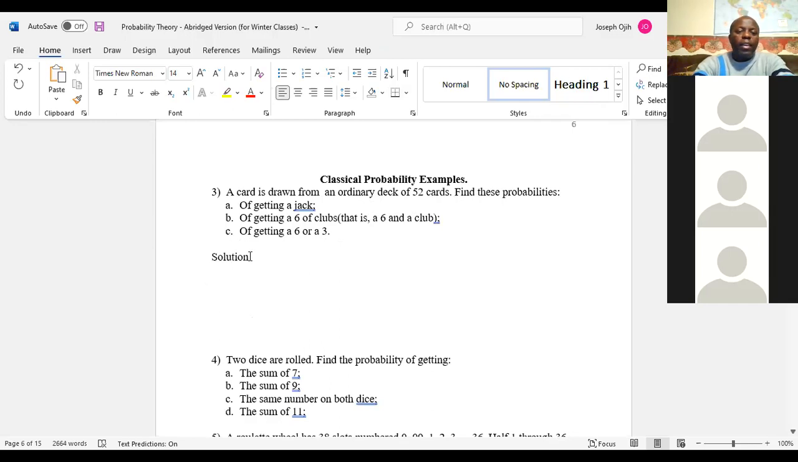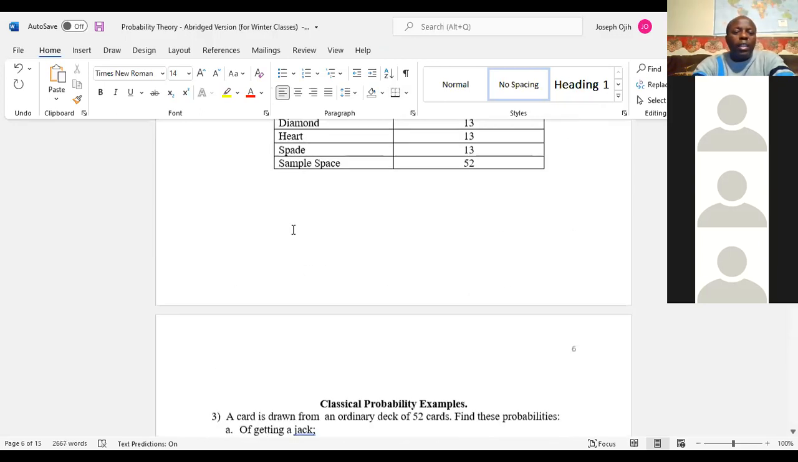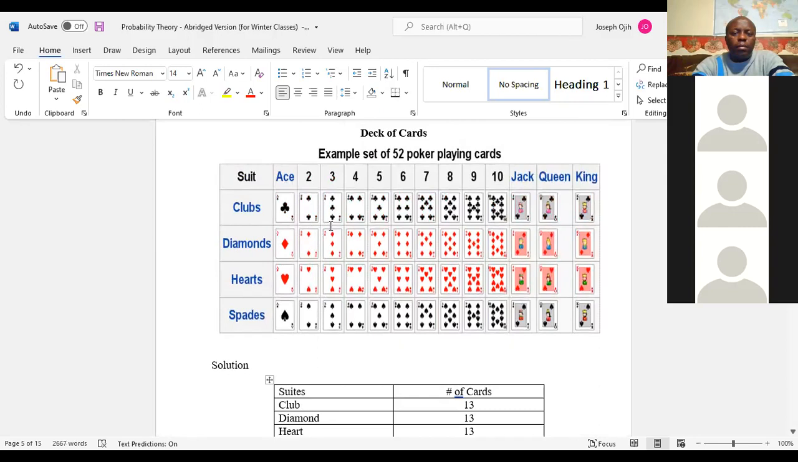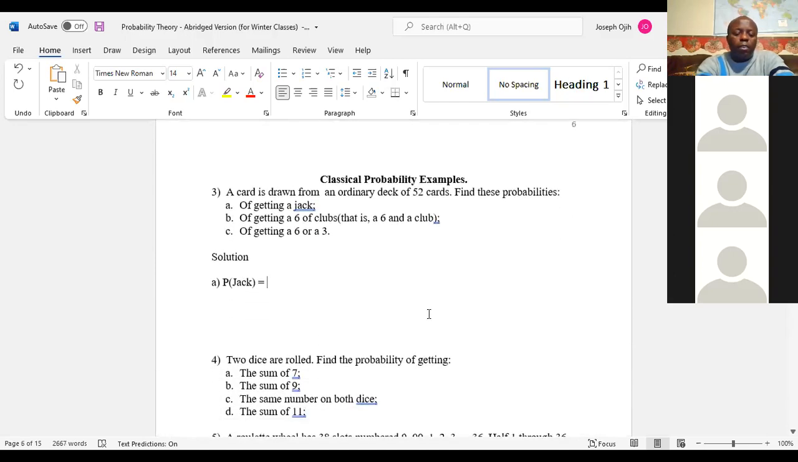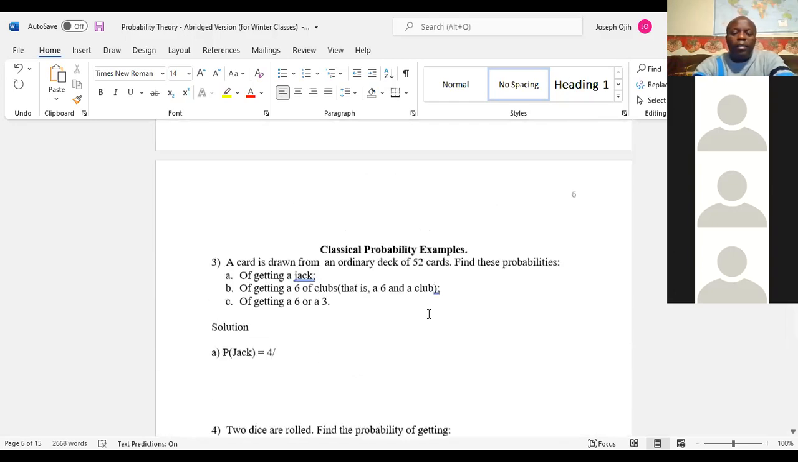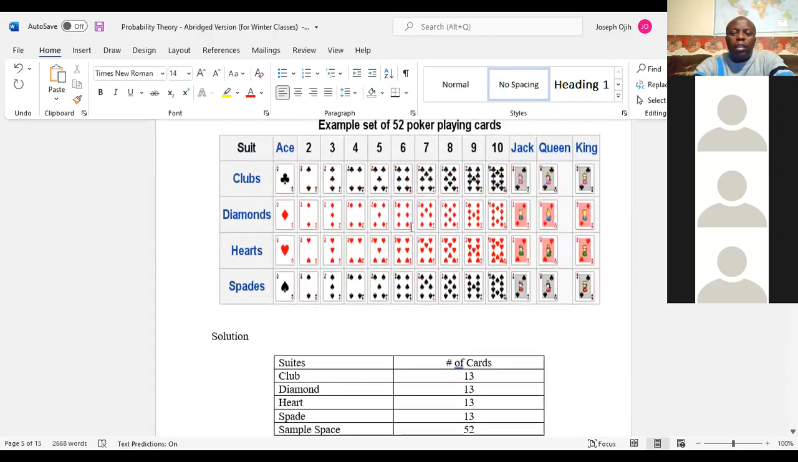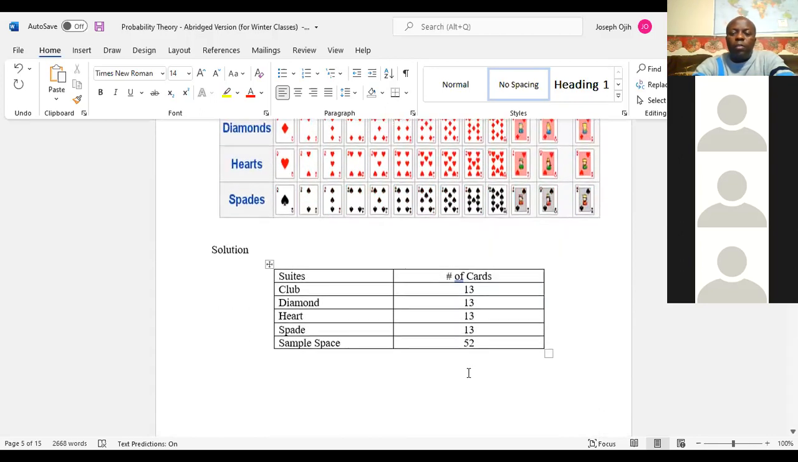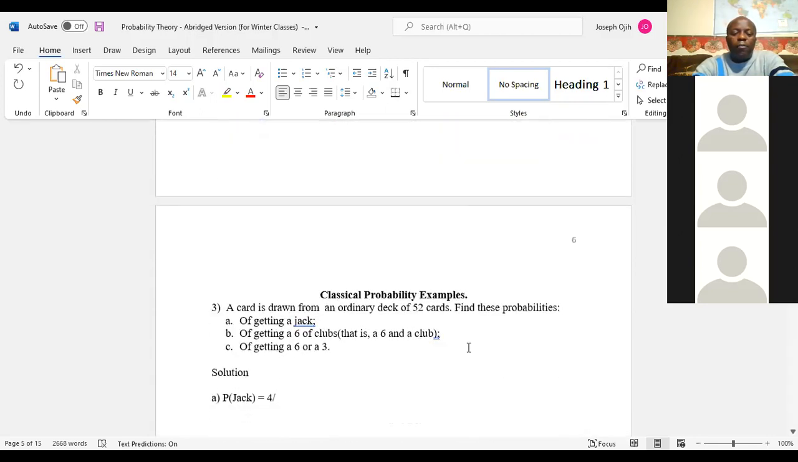Of getting a jack. So the probability of a jack equals, how many jacks do we have here? 4. So 4 jacks, right? 4 out of how many cards? They are all together, count them, 52 cards. 4 out of 52.